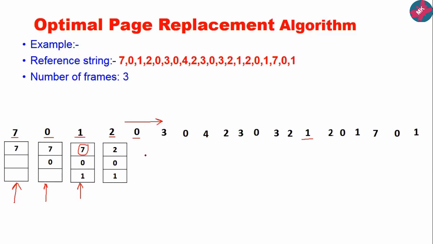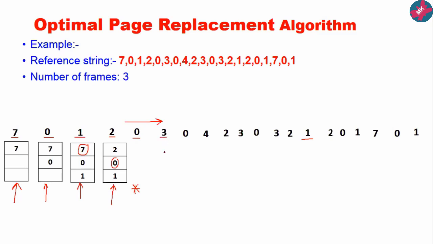See, in LRU and FIFO, we have replaced 7, but the logic was different. And as you move ahead, we will understand how this logic will work to solve our problem. So again, this is a case of page fault. Then after that 0 is there. So 0 is already present in main memory. So this is a page hit. Then consider 3. So 3 is not present in main memory. So it will be page fault.